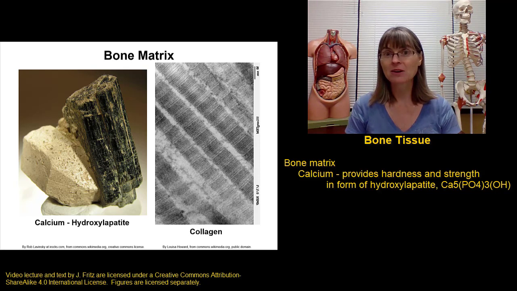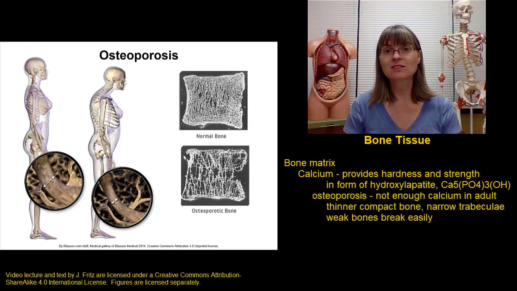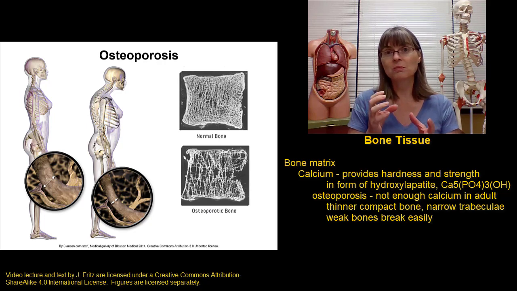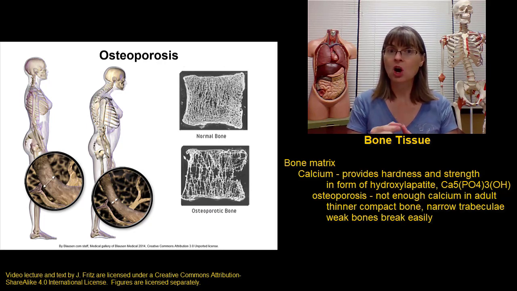If there's not enough calcium in bone, the problem is weak bones that can break easily. In adults, this is often seen as osteoporosis. In healthy, strong bones, there's a thick layer of compact bone on the outside, and the trabeculae of the spongy bone are wide and strong. In osteoporosis, loss of calcium from the bones results in smaller, thinner trabeculae and bones that are a lot more likely to break.